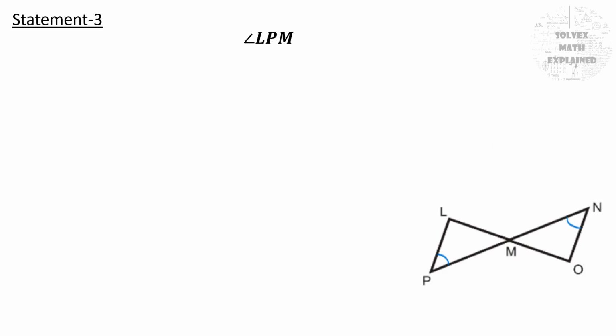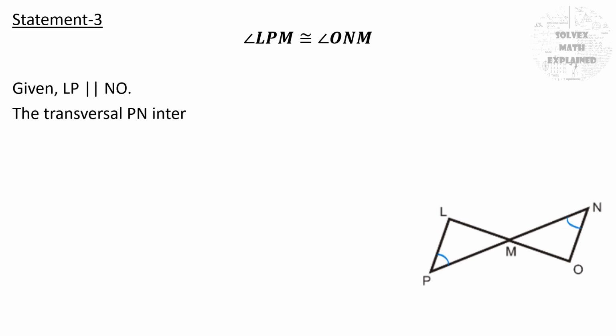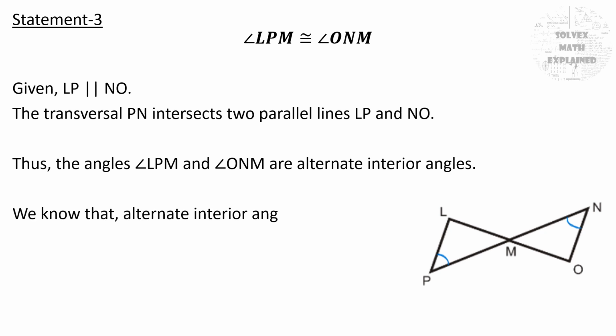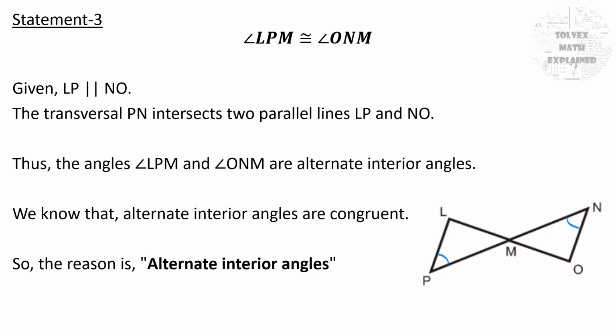Analyzing the figure, the third statement can be written as angle LPM is congruent to angle ONM, because LP is parallel to NO, and the line PN intersects parallel lines LP and NO. Considering PN as the transversal, the angles angle LPM and angle ONM are alternate interior angles. We know that alternate interior angles are congruent. So, the reason for the third statement is alternate interior angles.